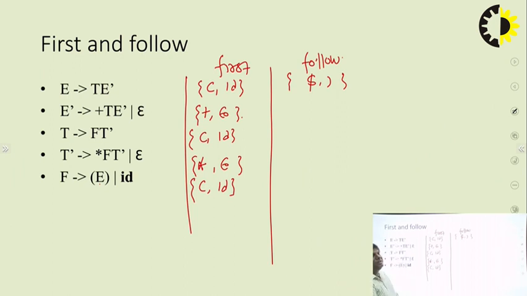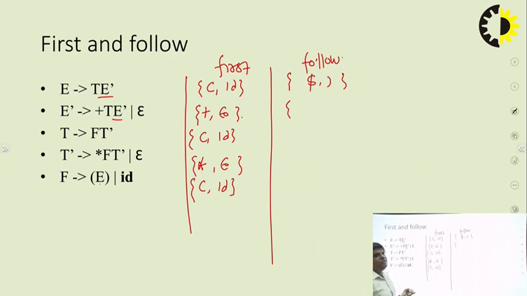Now we compute the follow of E dash. Similarly, we search E dash on the right side of the production. Where is it? Here it is. And E dash is involved in two productions, here and here. For the first we compute the follow from this production, and second we compute the follow from this production. Then what follows E dash? Nothing. So what is the rule?